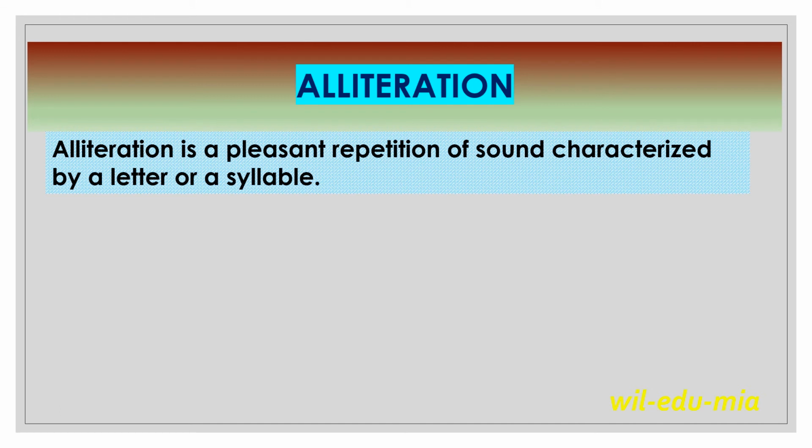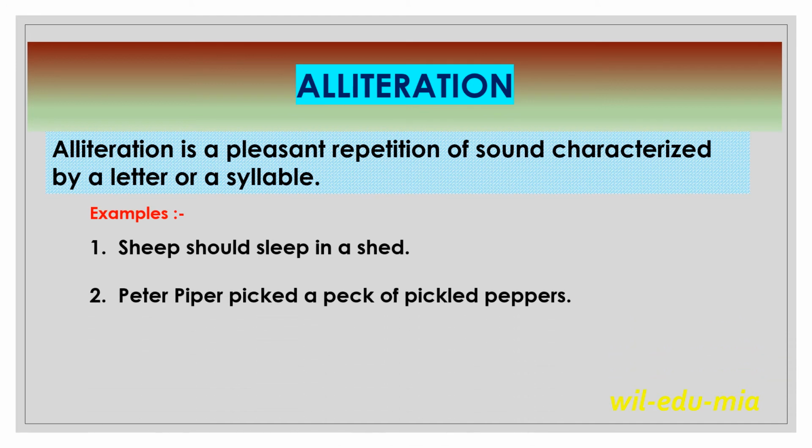Alliteration. Alliteration is a pleasant repetition of sound characterized by a letter or a syllable. Examples: sheep should sleep in a shed. Yes, the initial sound, sh, is repeated. It's a pleasant repetition. So we have used here alliteration. Peter Piper picked a peck of pickled peppers. Here the initial sound is p. So it's an alliteration.